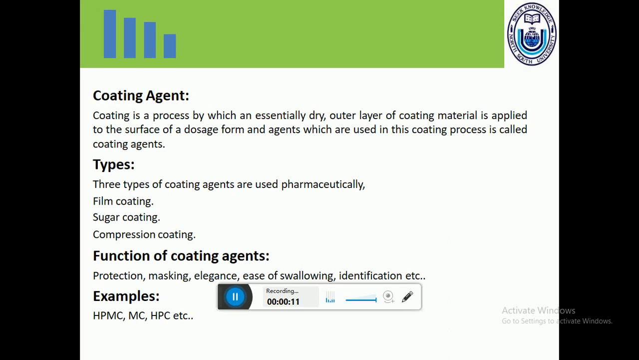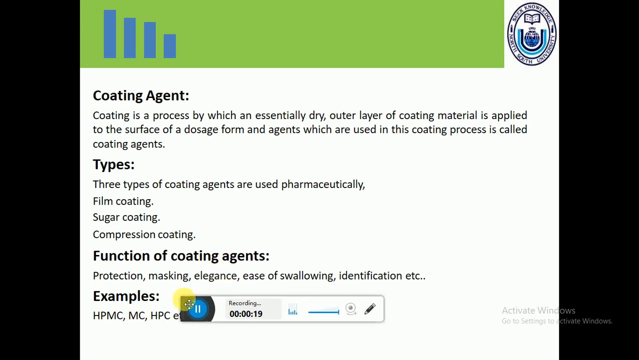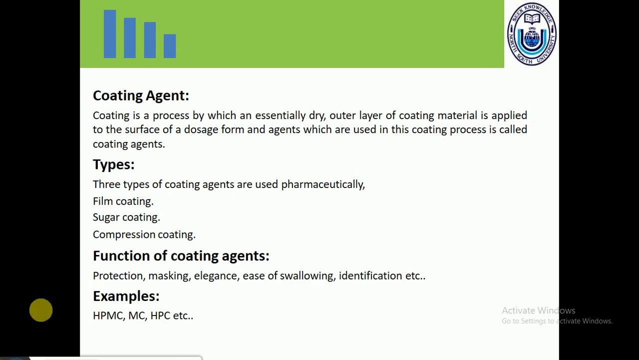I'm going to proceed my lecture from the coating agent. So, what is coating agent? Coating is a process by which an essentially dry outer layer of the coating material is applied to the surface of dosage forms, and this coating process is called coating agents.